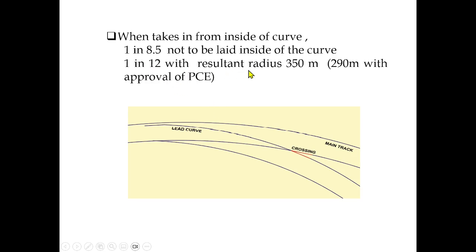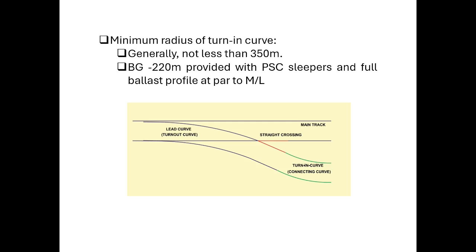But 1 in 12 we can provide. Even when providing 1 in 12, we should ensure that the resultant radius should not be sharper than 350 meter, because of the effect of the main curve, it will become sharper. Of course, we can go up to 290 meter, but for 290 meter we have to take approval of the principal chief engineer. This is something we need to consider whenever we are designing our layout, in case of curvature, when the points and crossing are laid on a curve.